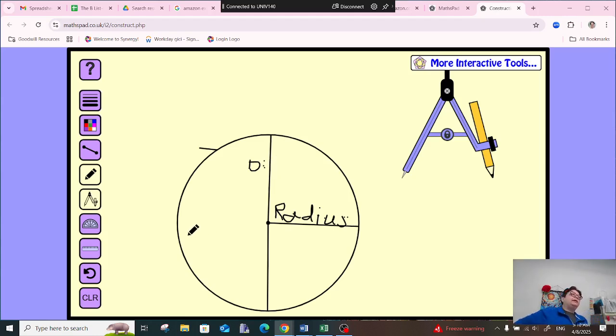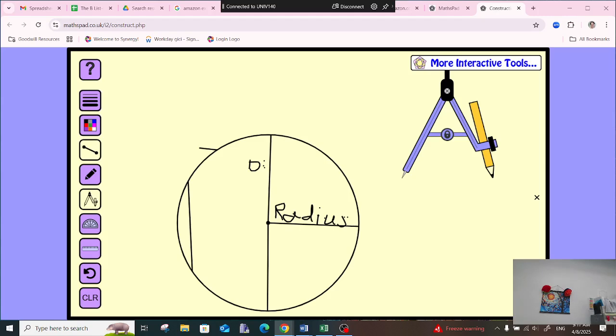Now this should have all been stuff you already know. Now we're going to cover some new vocabulary. So a chord has the endpoints on the circle, but does not go through the center. It can go through the center, but then it'd be a diameter, right? This here is called a chord. I'm just going to use a marker and put it up on the board. So chord is spelled C-H-O-R-D for this type of chord. So now this is a chord.